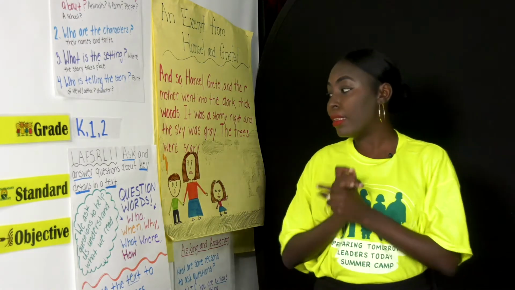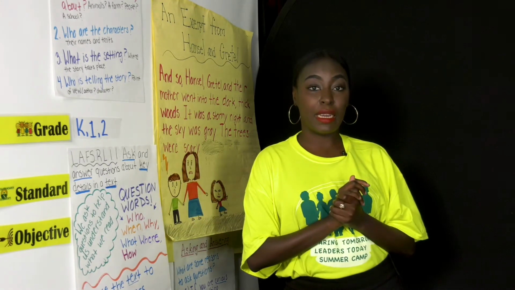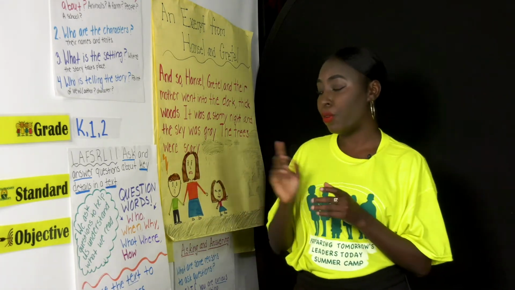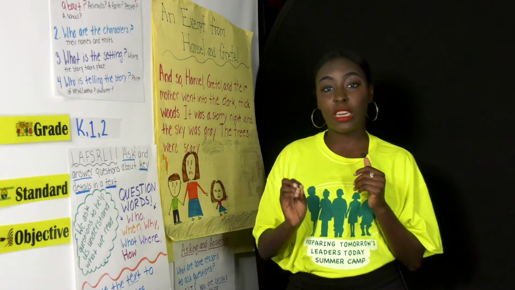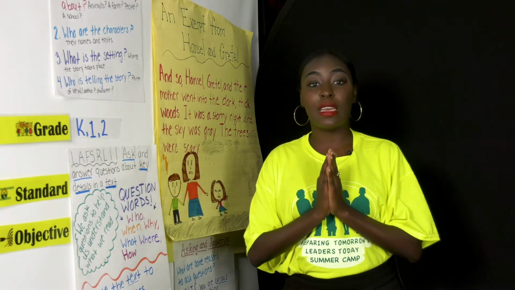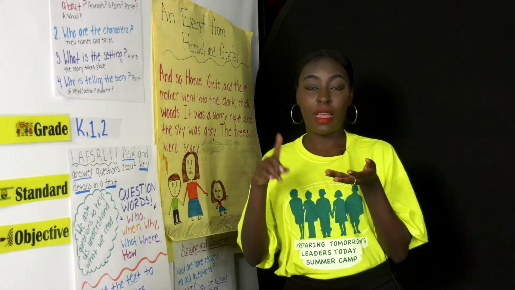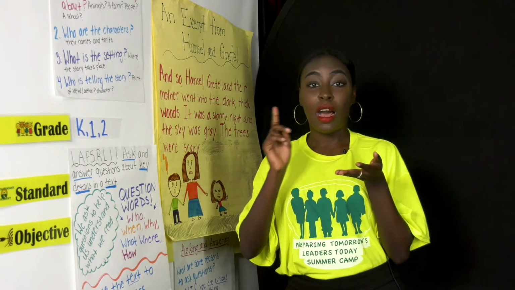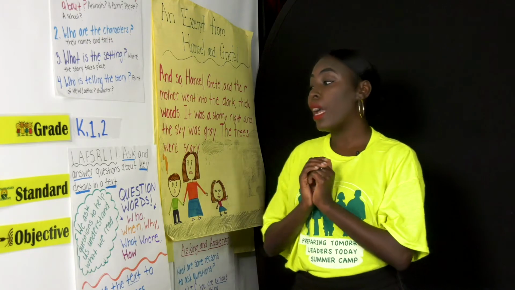Now, as promised, let's go over what key details and text mean. That's our vocabulary words for the day. Okay, key details are important information within the text. Okay, text is anything with words. For example, a book, a textbook, a chart. Okay, so anything with words.